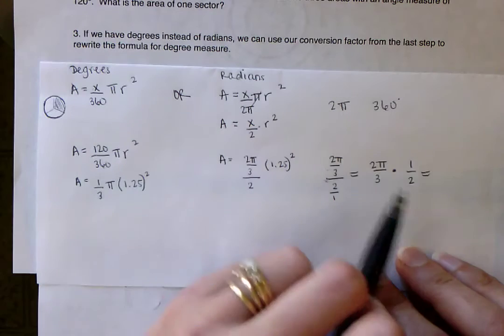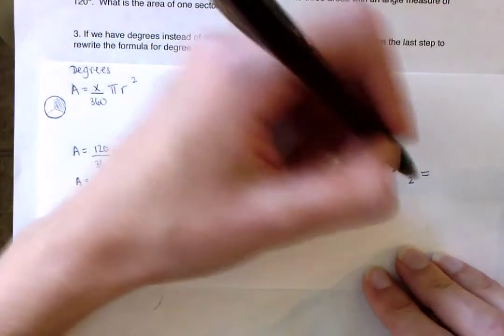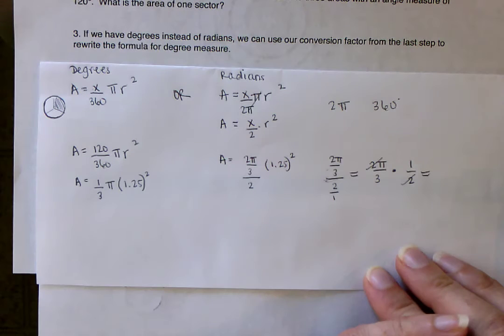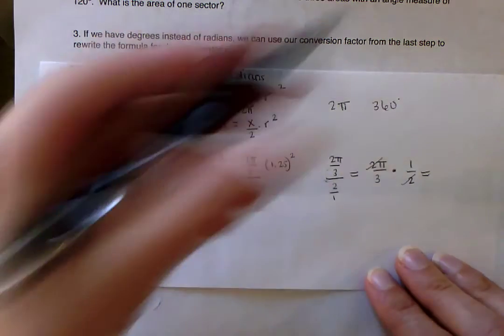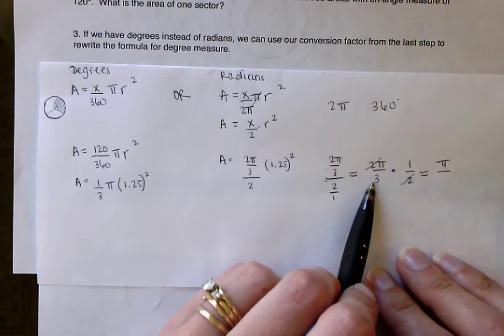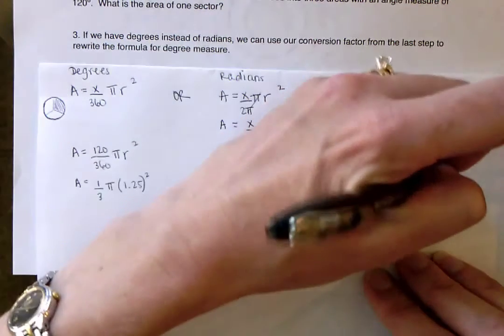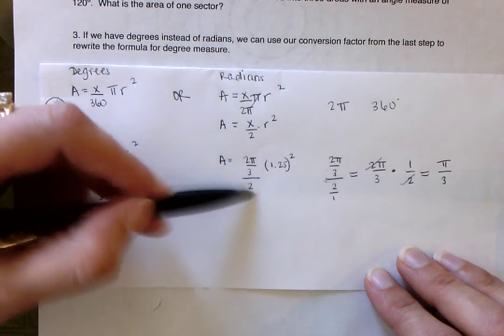So if you notice, there's a 2 on the top and the 2 on the bottom. So we're going to cancel those out. 2 divided by 2 is 1, so they cancel. And then notice we're left with 1 times pi, or pi, over 3. 3 is the only one on the bottom here. So that means this right here simplifies to pi over 3.